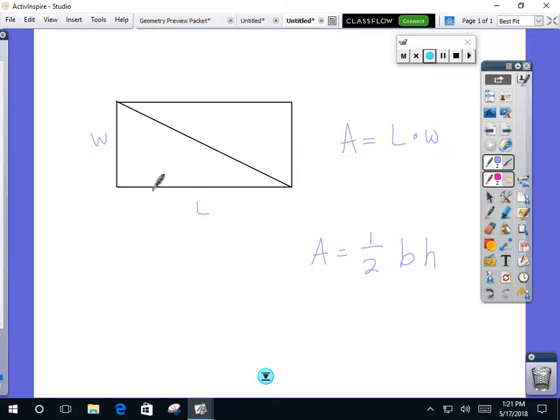Isn't the base of the triangle the same thing as the length? And isn't the width of the rectangle the same thing as the height of the triangle? So you're still doing length times width, but since it's a triangle, we call it base and height. And then it's 1/2, or like Drake said, divided by 2 is the same thing, because a triangle is just half of that rectangle. So that's how the formula is derived. That's why the 1/2 is there, because the triangle is half of the rectangle. Does that make sense? Okay, now let's go back to the problem.